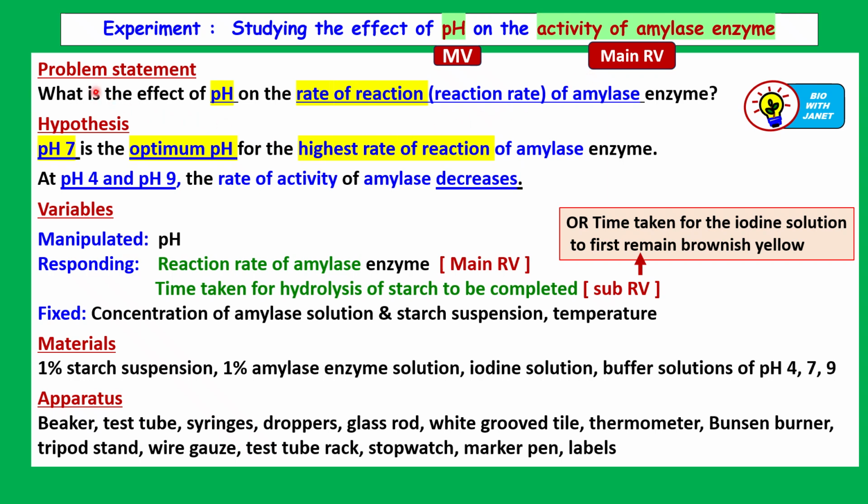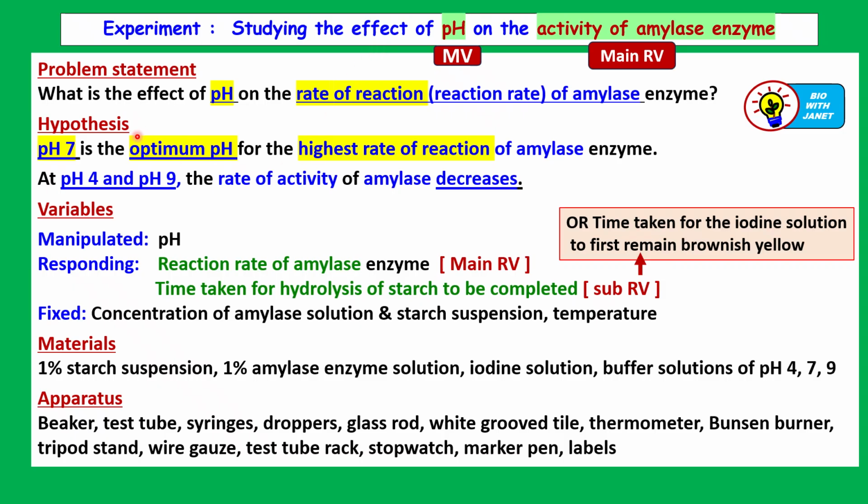Now, the problem statement should include your MV again and your main RV, but it is not a statement. It's more like a question with a question mark at the end. So the problem statement is: what is the effect of pH on the rate of reaction, or reaction rate, of amylase enzyme? So the problem statement is just asking the aim in the form of a question.